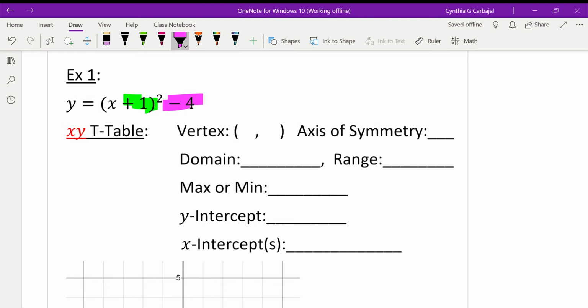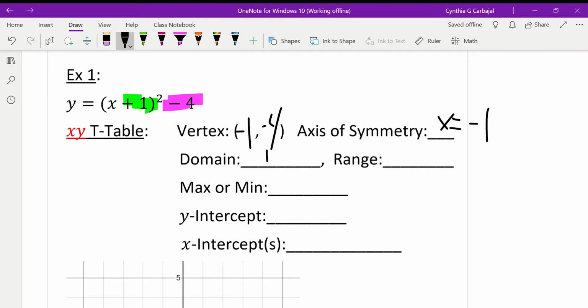H tells me that my parabola is going to move to the left 1. That means I'm going to put -1. It's also going to tell me that I'm going to move down 4. So it's going to move the whole vertex down 4. So I'm going to end up at -1, -4. The axis of symmetry is the same value as the x coordinate there.